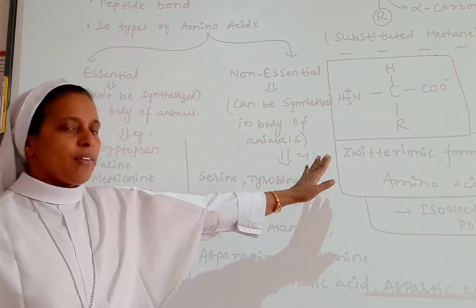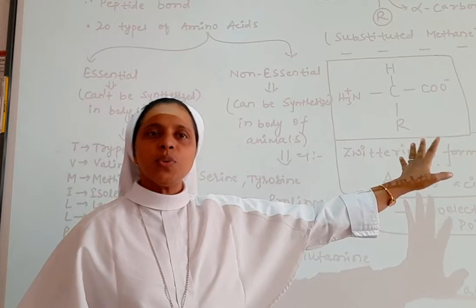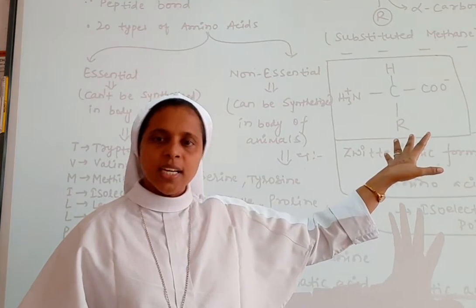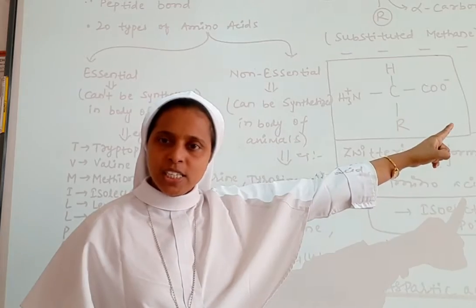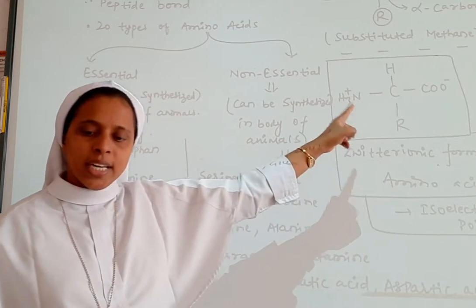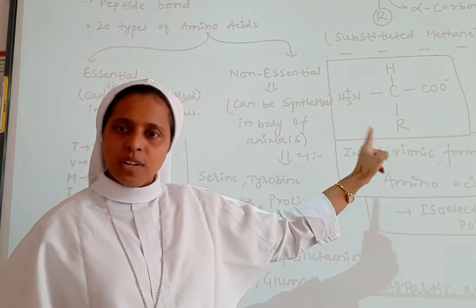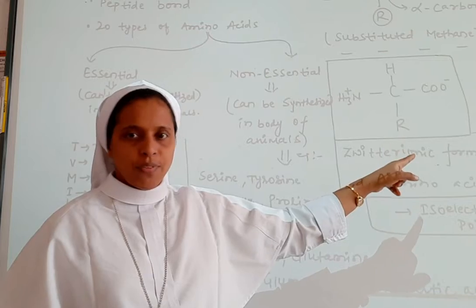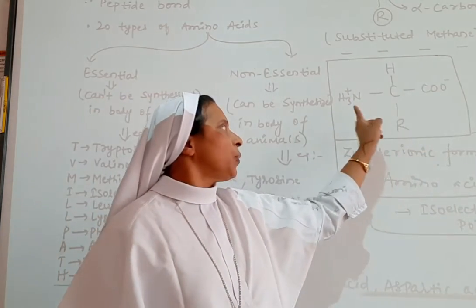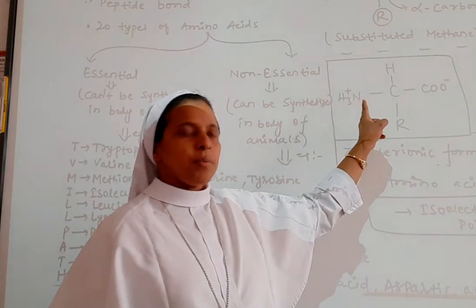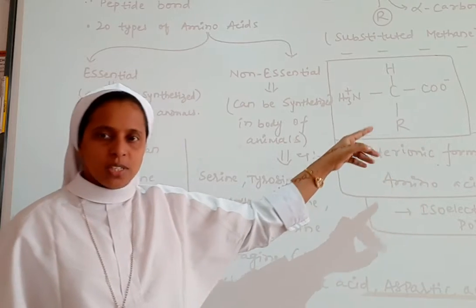Then here we have another thing, that is the Zwitter ionic form. Why do we call it the Zwitter ionic form of amino acids? Those amino acids that carry a positive charge as well as a negative charge in the same amino acid, we call the Zwitter ionic form of amino acid. If it is carrying one positive charge and one negative charge, you can see here the NH3 plus amino group and the carboxylic group, one positive charge and one negative charge.